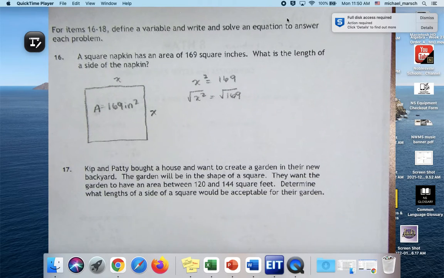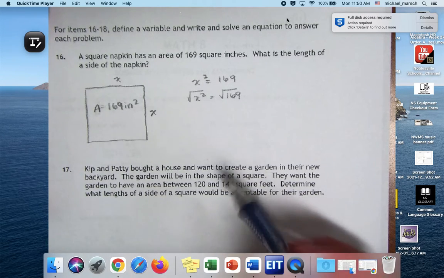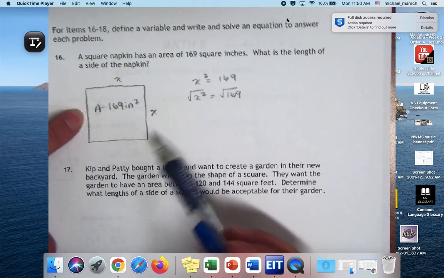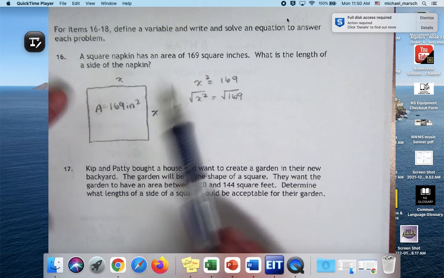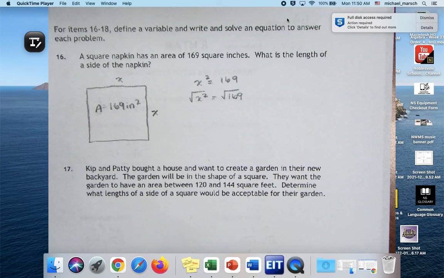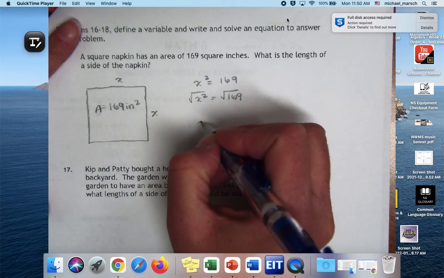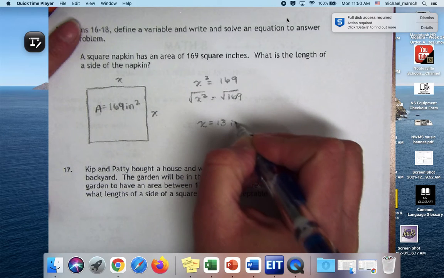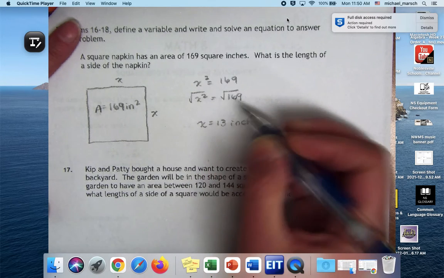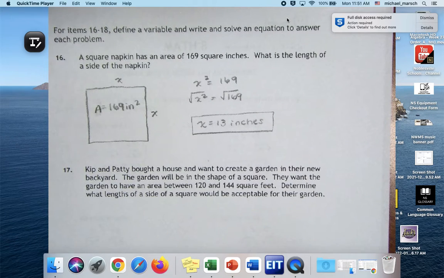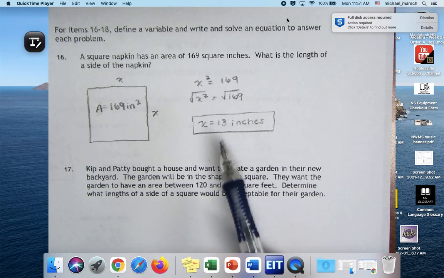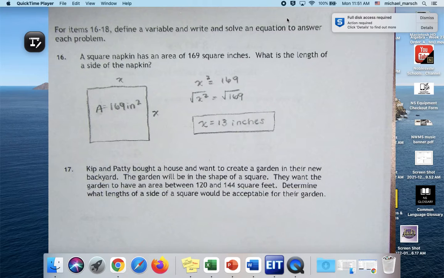So now, Mia, when I look at this, this is referring back to the size of a napkin. So am I going to have a negative value for this? Nope, because you can't have a negative side length of something, right? So I wouldn't say plus or minus 13 inches. I would just say the side length is 13 inches.